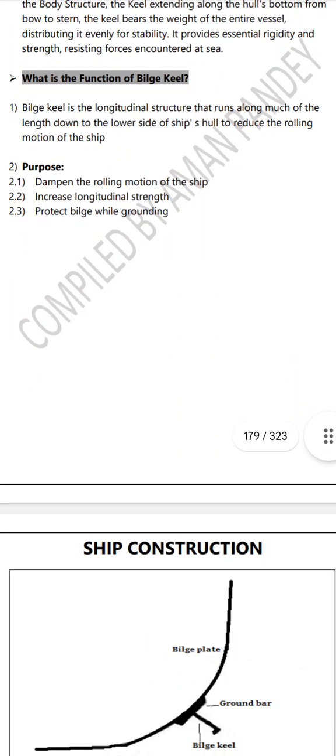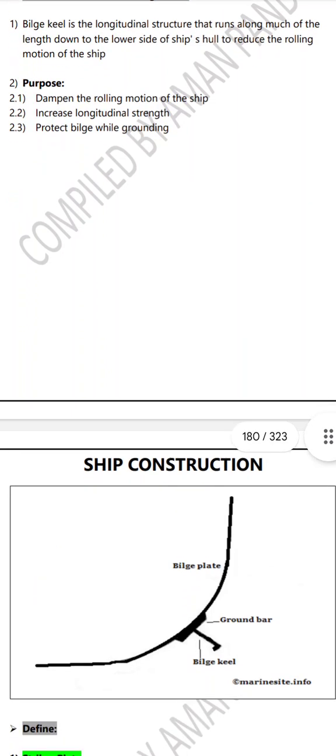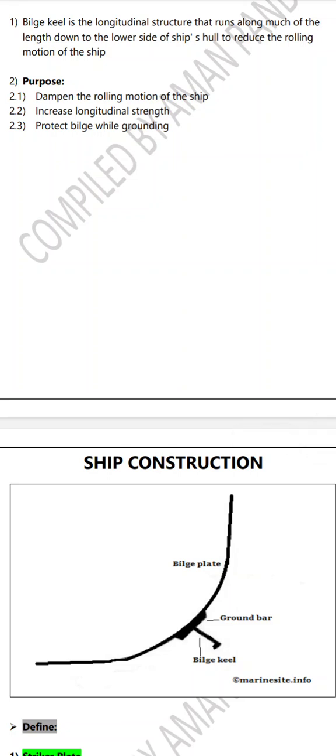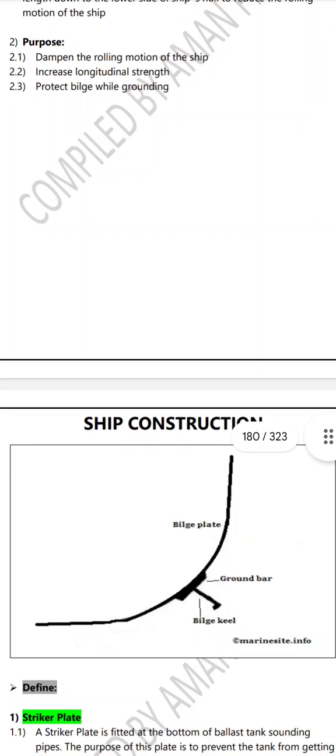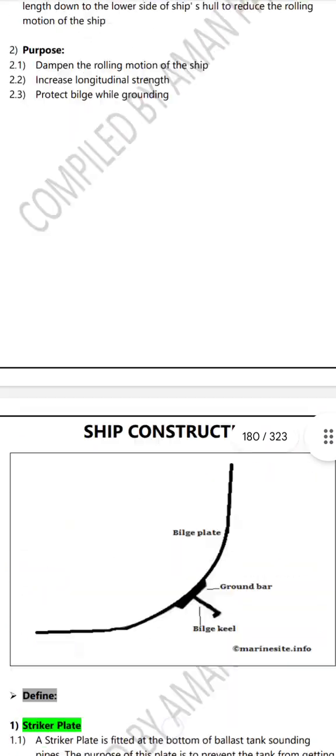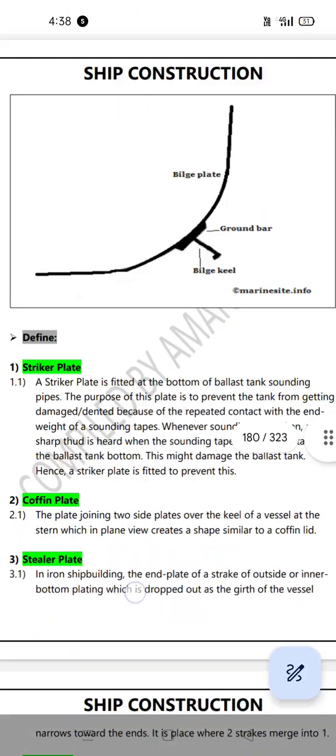Bilge keel is the longitudinal structure that runs along much of the length down the lower side of the ship's hull to reduce the rolling motion. Purpose: dampen the rolling motion of the sea, increase longitudinal strength, and protect the bilge while grounding.